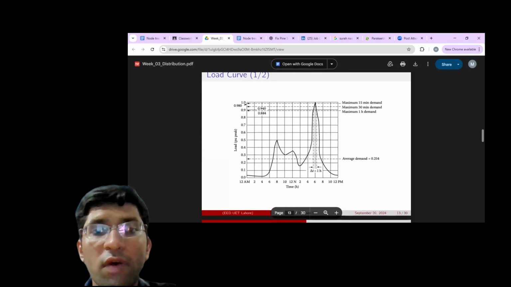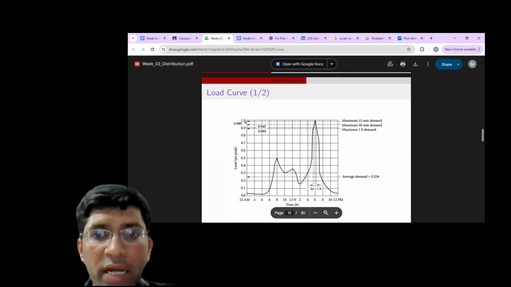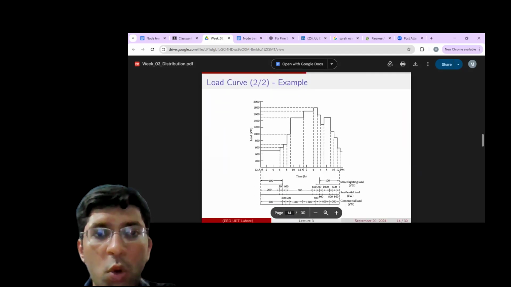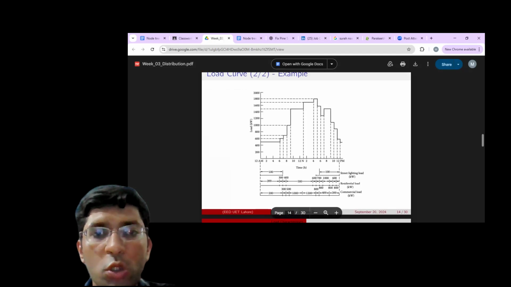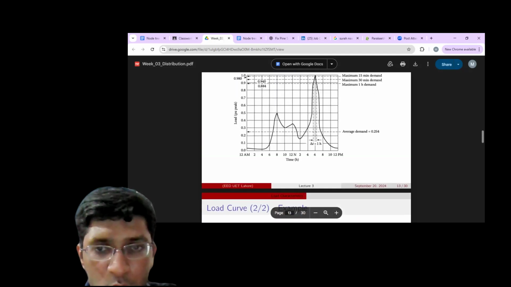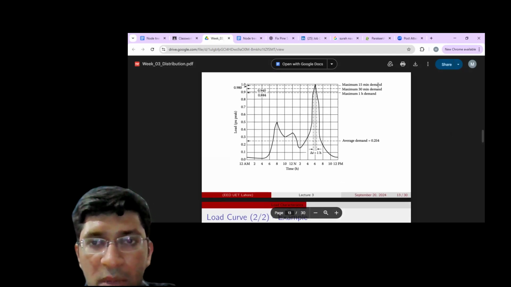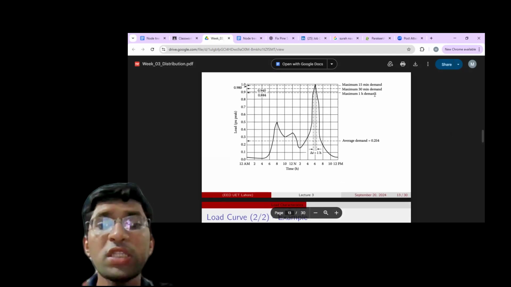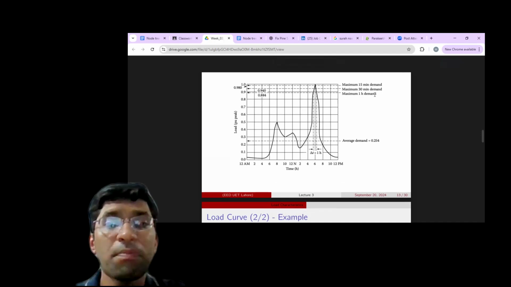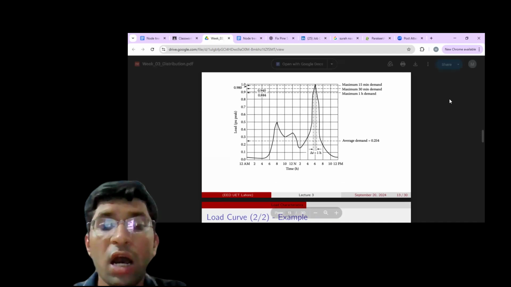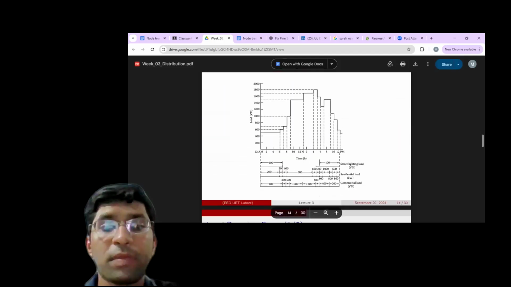So the load curve 1 over 2, maximum 15-minute demand, and load curve 2 by 2 example is also over here. It is a second example. What do these examples show? Average demand, maximum 15-minute demand, maximum 30-minute demand. These are the time frames showing how much load we were witnessing in that time period. This is how the peak hours are determined.